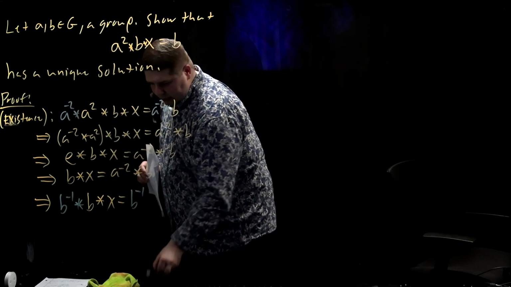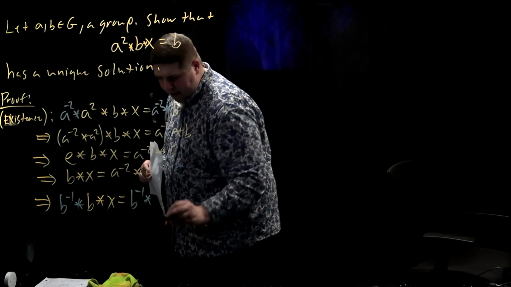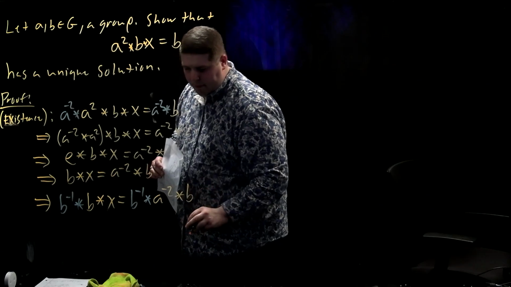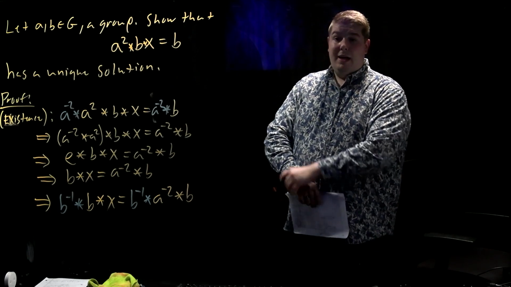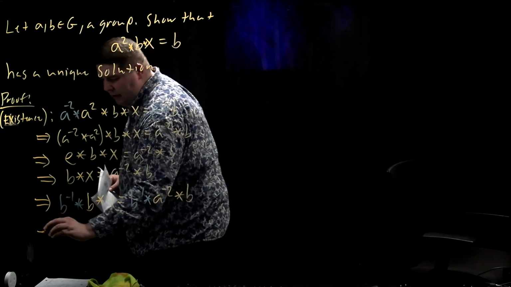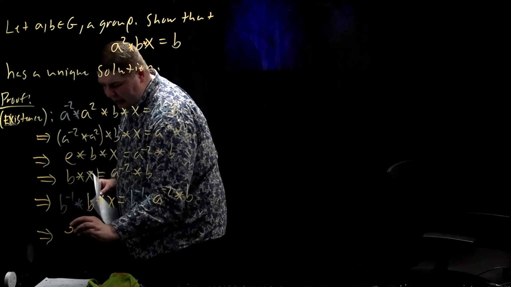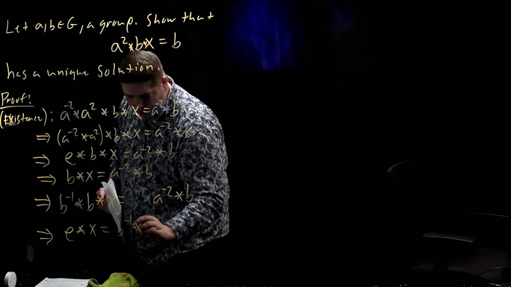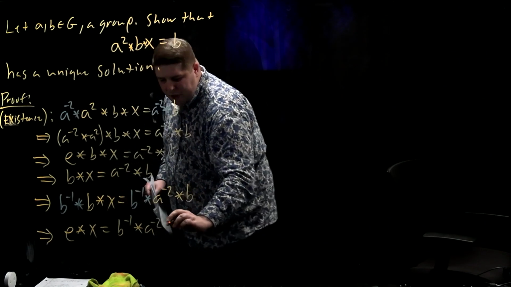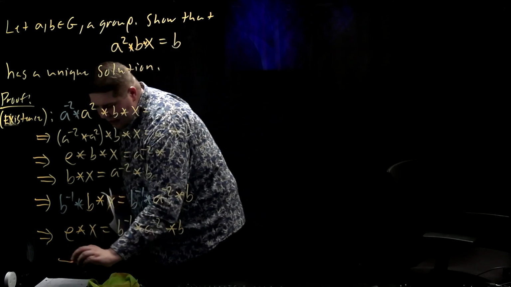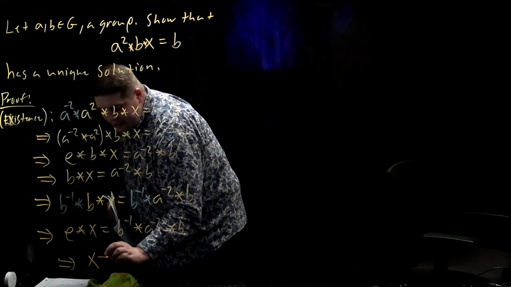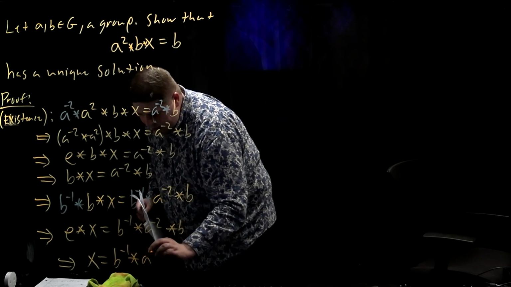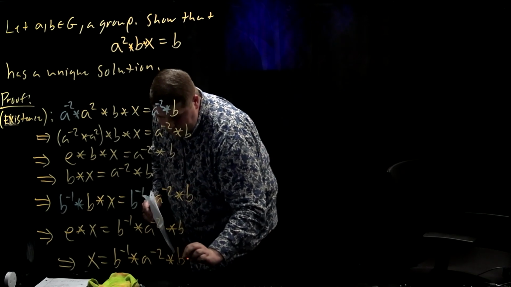And I'll just keep my same color palette here. Operate on a to the negative 2. Operate on b. And so from there, as you can see, that is e operating with x, which is b inverse, operate with a to the negative 2, operating with b. And of course, what that means is x is equal to b inverse, operate with a to the negative 2 times b.